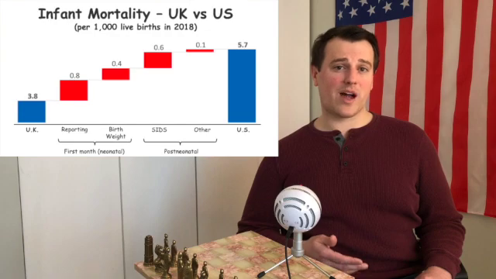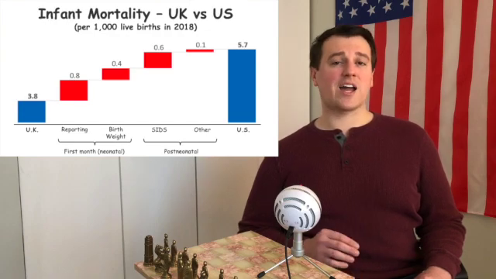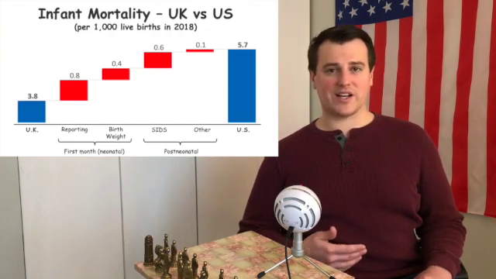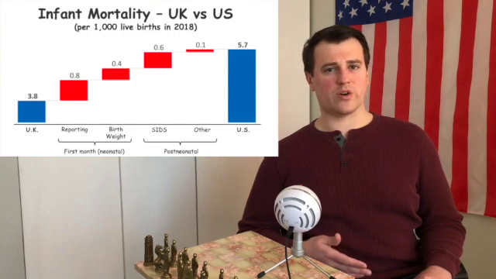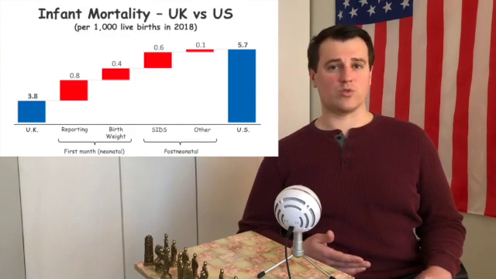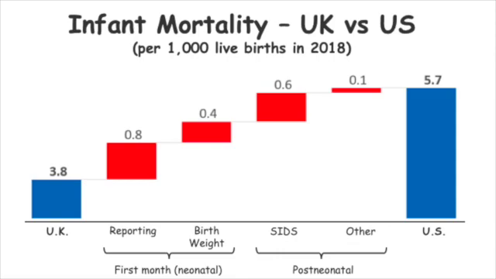But to look deeper, I've got more waterfall charts here for you. I compared the US specifically to the United Kingdom, but you get a similar overall story no matter which major country you used. On infant mortality, you can see the UK is at 3.8 deaths per thousand live births, and we're at 5.7. The biggest factor here is just reporting differences, which is good news for the US. We count births that other countries just don't. Unfortunately, that still leaves about 60% of the gap.